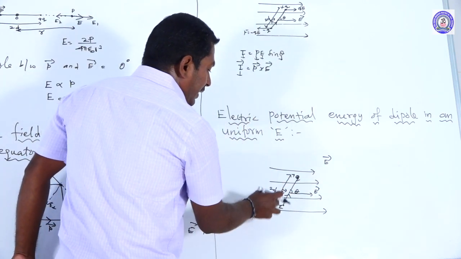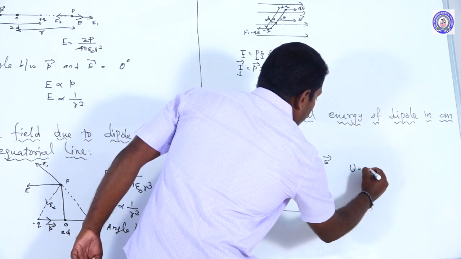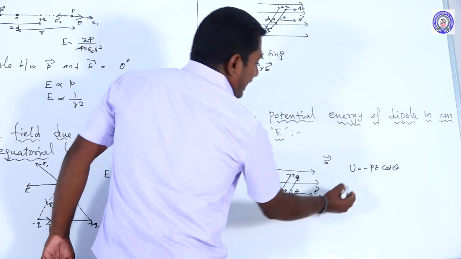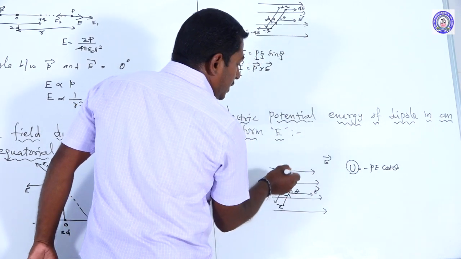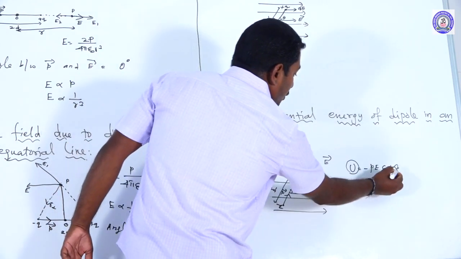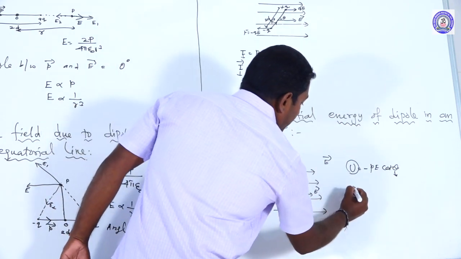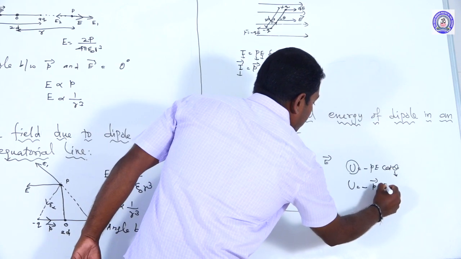At this condition, it possesses a potential energy U equal to minus P E cos theta. So this is the expression to represent the potential energy of the electric dipole in a uniform electric field at the position of angle theta: U is equal to minus P E cos theta. In vector notation, U is equal to minus P vector dot E vector.